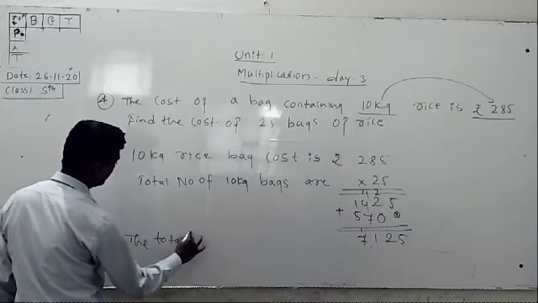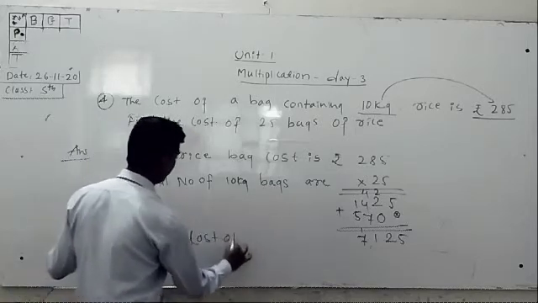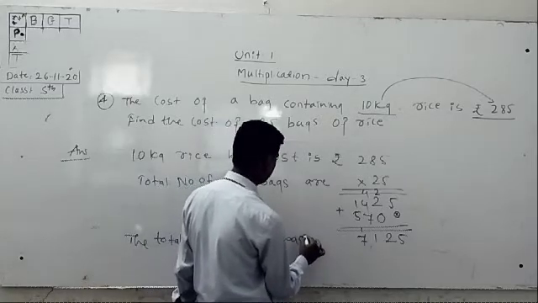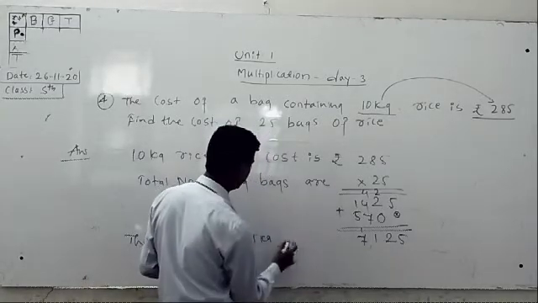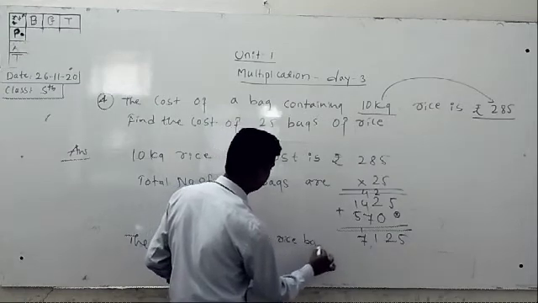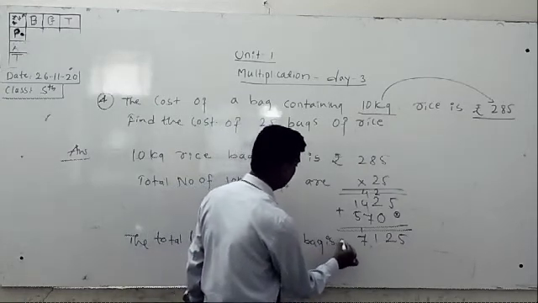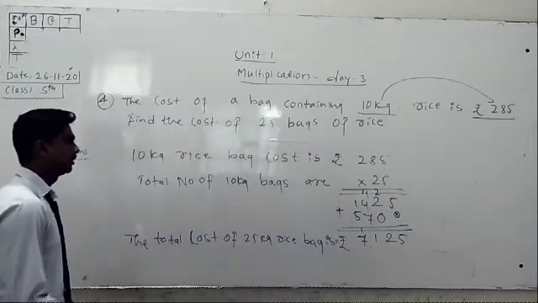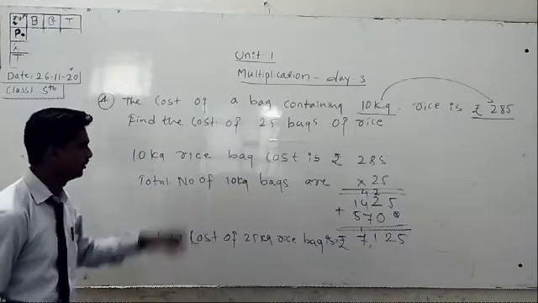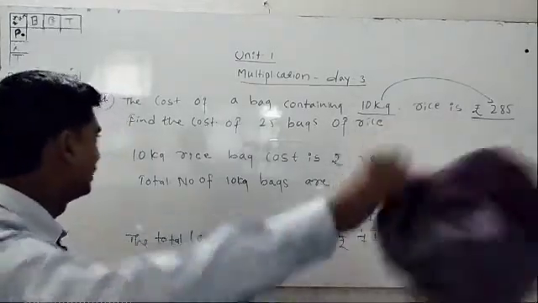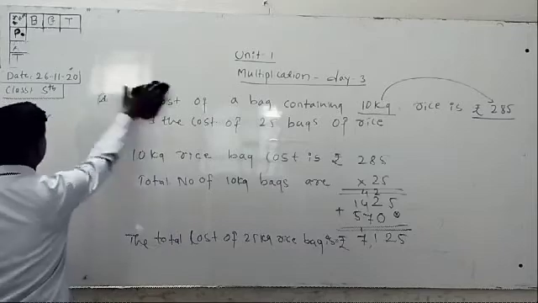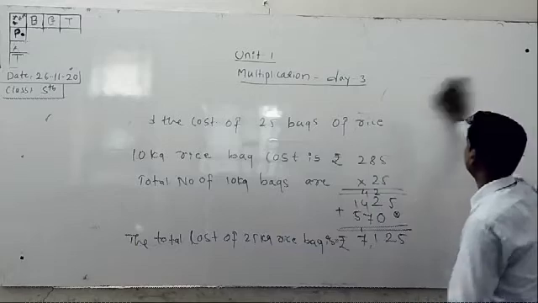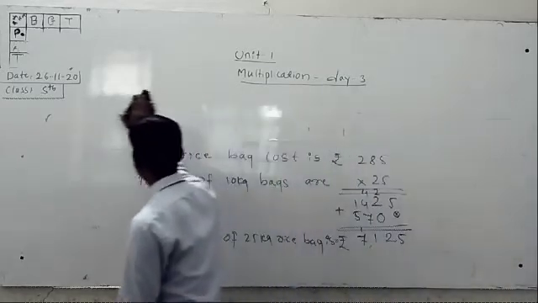The total cost of 25 bags of 10 kg rice is 7125 rupees. Okay, all of you write down this one. Then the next problem is in your exercise 1.1, which I will now show you. First of all, you should open your textbook.